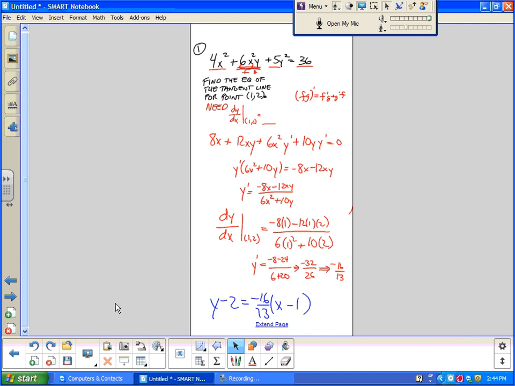Now, guys, we all agree this is not a function. Do we agree? This fails the vertical line test any number of spots, I'm sure. All right?